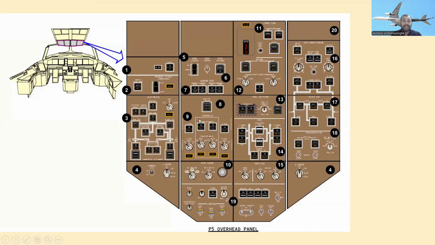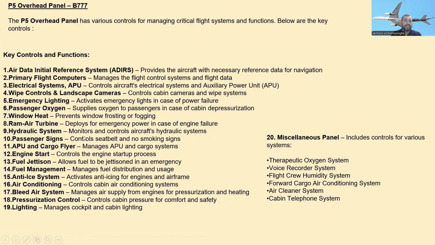And number 9, hydraulic. Here is the hydraulic section. You can see left engine, right engine, C1, C2. We will discuss the hydraulic system later. What is the purpose? It monitors and controls the aircraft hydraulic system.